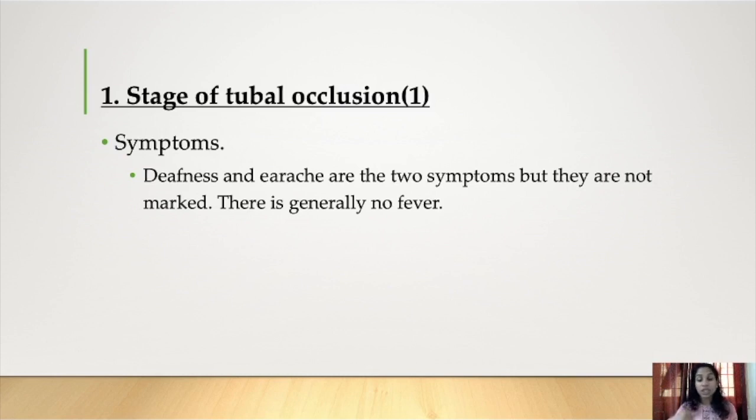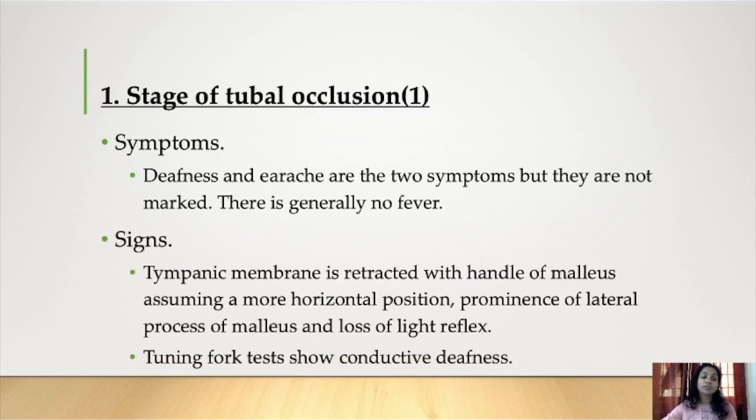Generally, in the initial stage, there is no fever. Signs: tympanic membrane is retracted, with the handle of malleus assuming a more horizontal position, prominence of the lateral process of malleus, and loss of light reflex. In the previous slide, I showed a picture of a retracted tympanic membrane, right? There the handle of malleus is more prominent, you can see the process of malleus, and the light reflex cannot be seen there.